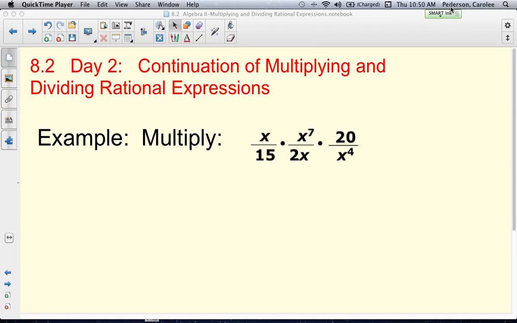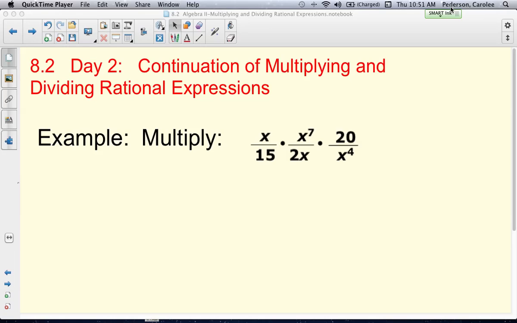8.2, day 2, part 1, continuation of multiplying and dividing rational expressions. And then at the very end of this lesson, we are going to solve some rational expressions. The first example, I would say you don't need to write down, just follow along.